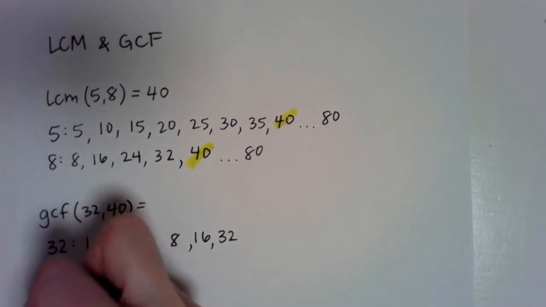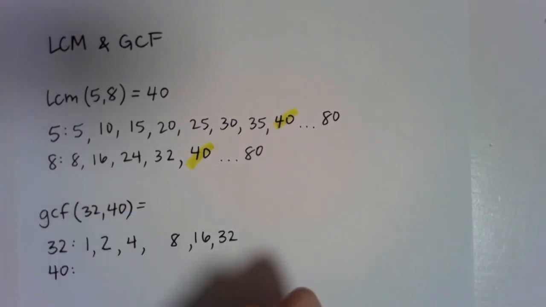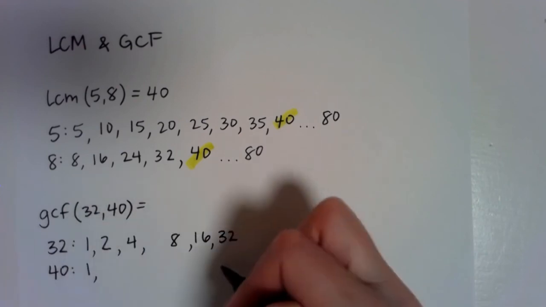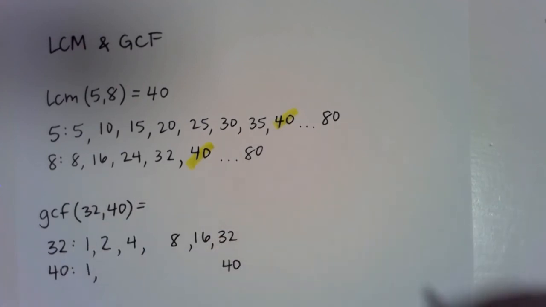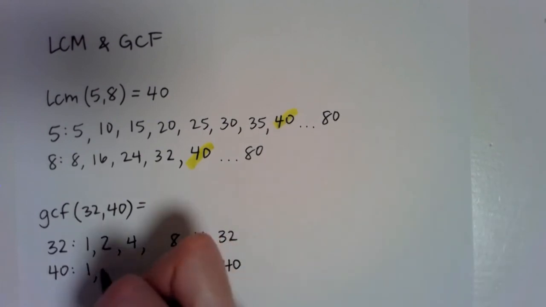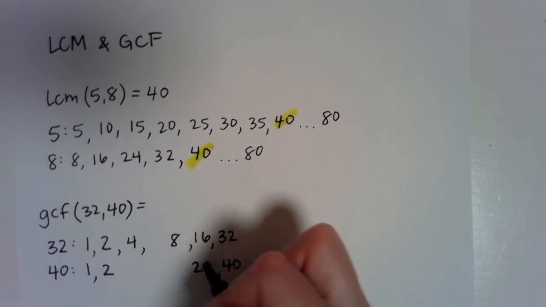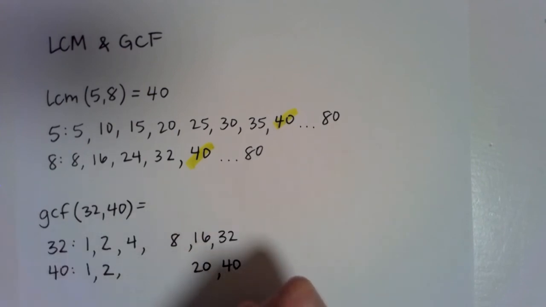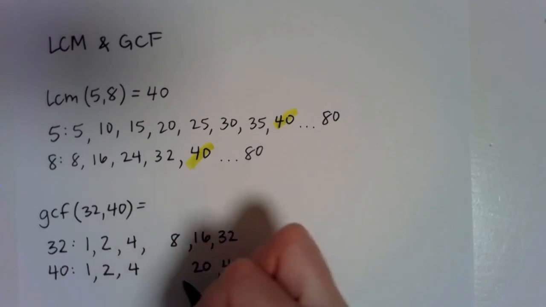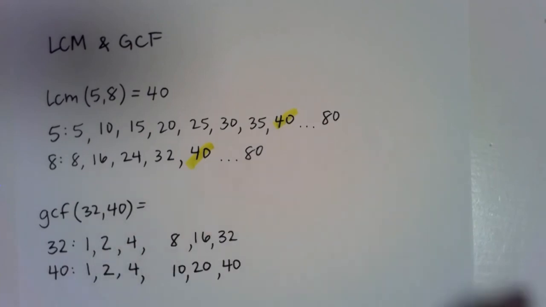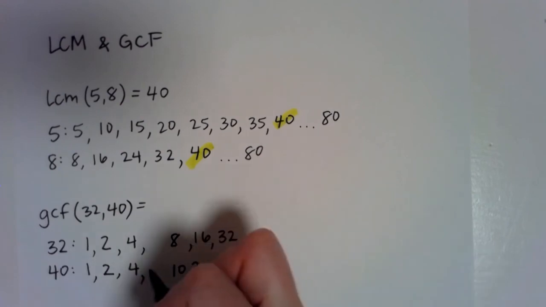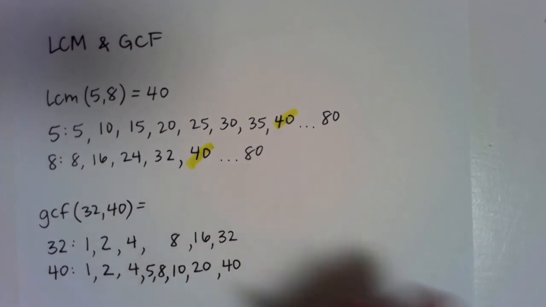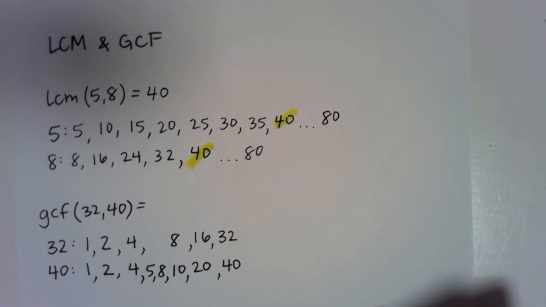Let's do the same thing for 40. So 1 and 40, those both divide 40. 2 and 20. Let's see, 3 doesn't divide 40. 4 divides 40. 4 and 10 are both factors of 40. Let's see, 5 and 8. See, 6 doesn't work, 7 doesn't work, 8 works. So it's already on my list, so I know I've got all the factors of 40.